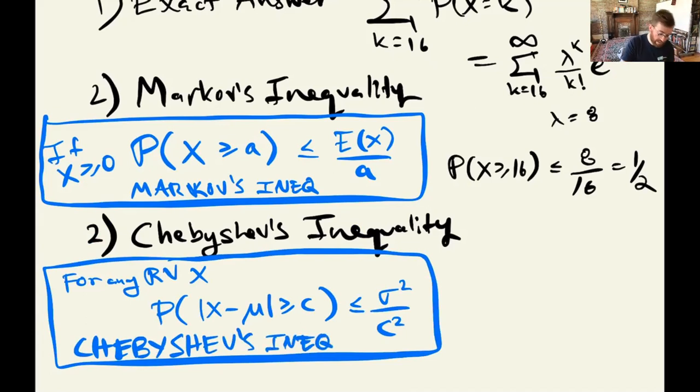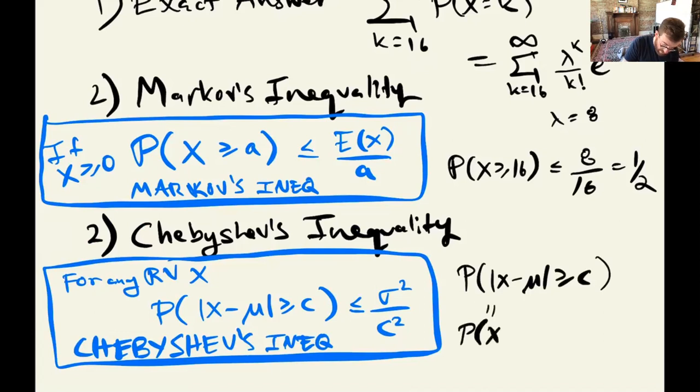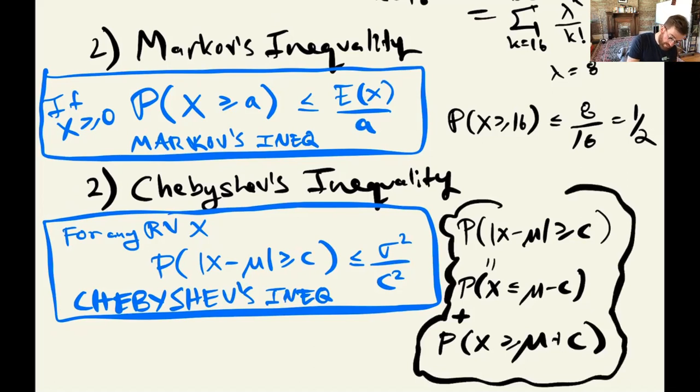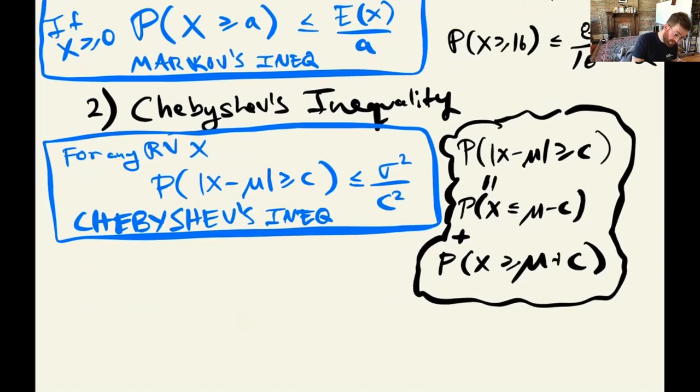So let's see what Chebyshev would say in this example. First of all, it's important to understand what exactly is meant by absolute value of X minus mu being greater than some C. To say that |X minus mu| is greater than C is to ask also for the probability of two events. First, X is less than mu minus C plus the probability that X is greater than mu plus C. So these are completely equivalent ways of thinking about this quantity that appears on the left-hand side of Chebyshev's. This is essentially estimating what I called a two-tail probability.